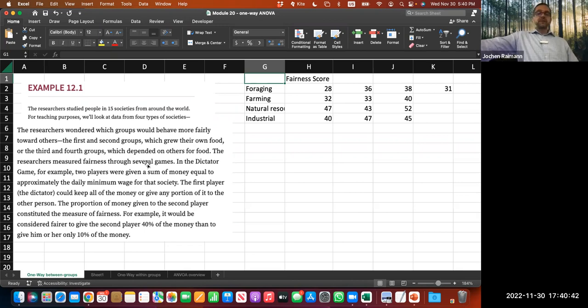So participants from different societies play the so-called dictator game. In the dictator game, two players are given a sum of money equal to approximately the daily minimum wage for that society. The first player could keep all the money or give any portion of it to the other person. The proportion of money given to the second player constituted the measure of fairness. For example, it would be considered fairer to give the second player 40% of the money than to give him only 10% of the money.